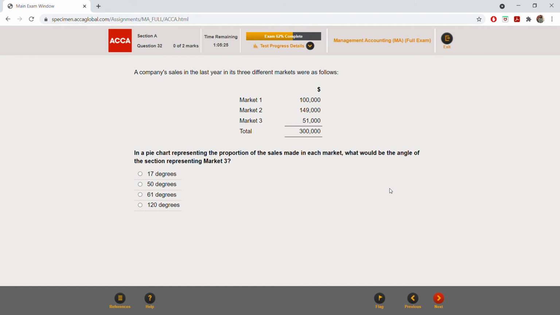What is it? A company's sales in the last year in these three markets are as follows. A pie chart represents the proportion of the sales made in each one. What will the angle of the section represent in market 3? So market 3, it is simple, right? Just take 51,000 of the total. So 51,000 divided by 300,000, which will be 61 degrees.